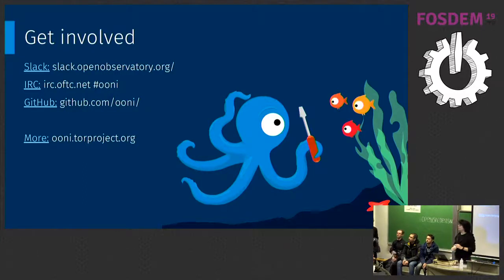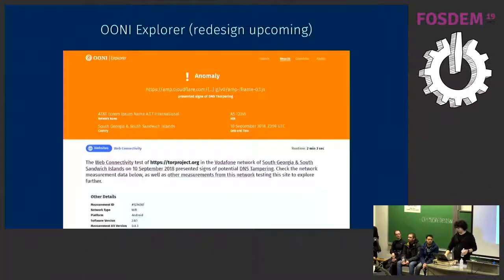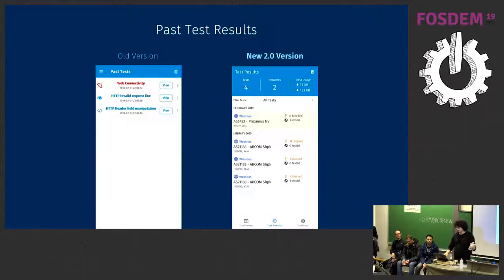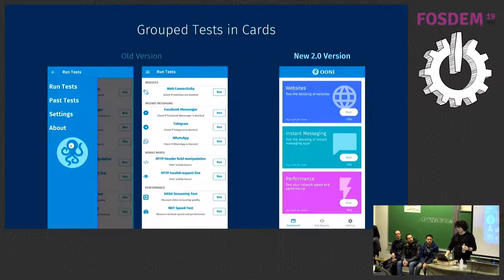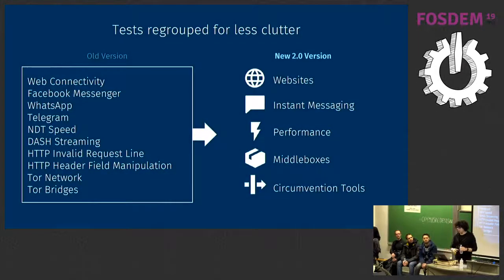What tests do you run? The question was what tests we run. So let me go quickly to this slide. These are all the tests which are run, which are neatly organized into these groups. Web connectivity means if a website is blocked or not. Then we have 3 messenger tests: Telegram, WhatsApp, and Facebook Messenger.